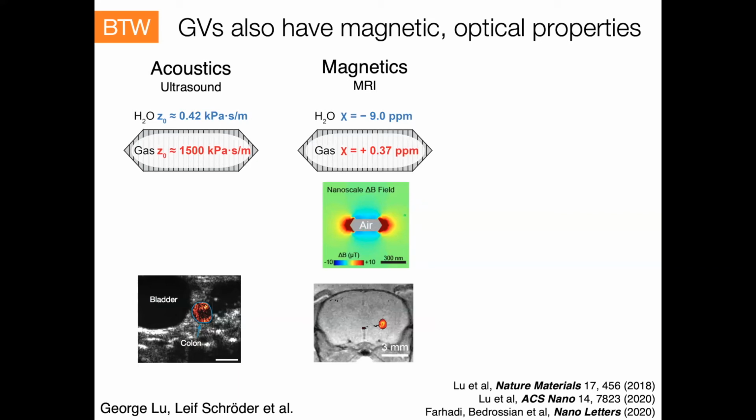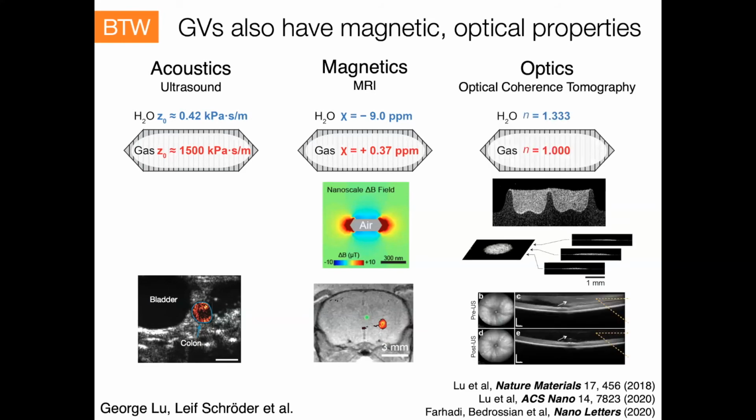mapping by MRI. And one cool thing here is that we can take an MRI image and then we can just apply some ultrasound to collapse the gas vesicles, and that erases the MRI contrast. So now you have a before and after image that helps you tell these apart from microbleeding or other kinds of things and get very nice clean images like this one here.